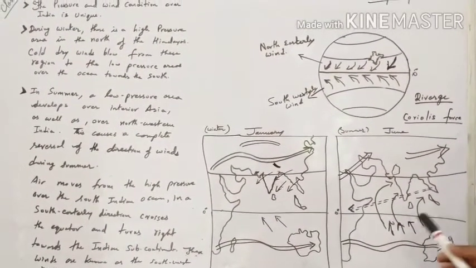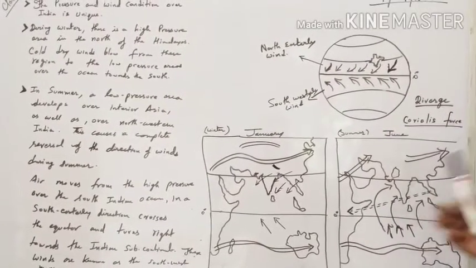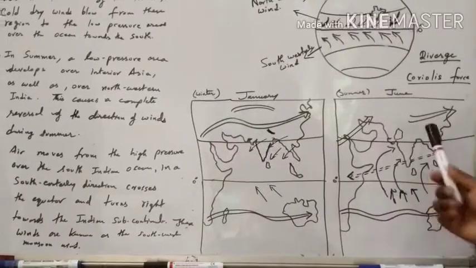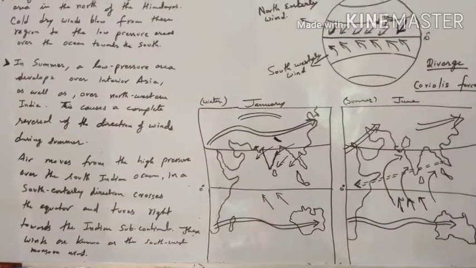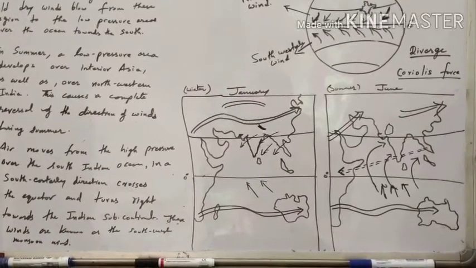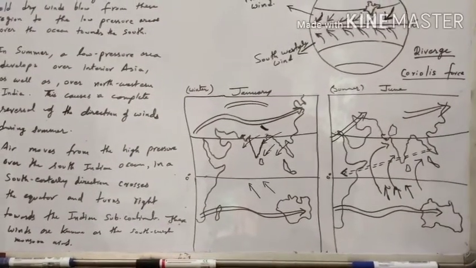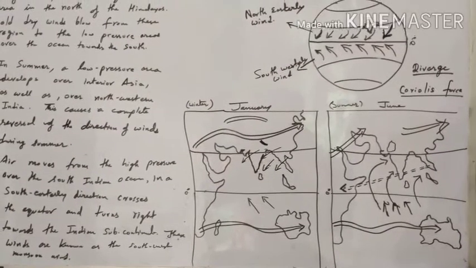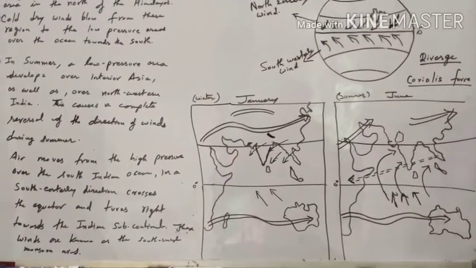But since it is blowing from this direction, we call it the southwest direction of wind. When it blows from the southwest, it carries the moisture from the ocean and reaches our subcontinent, that is the Indian subcontinent. And that time it causes the rainfall. This is the main reason why our country receives a huge amount of rainfall during the summer season.